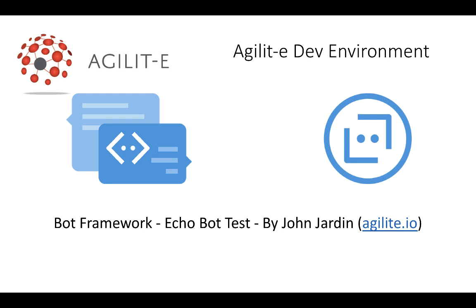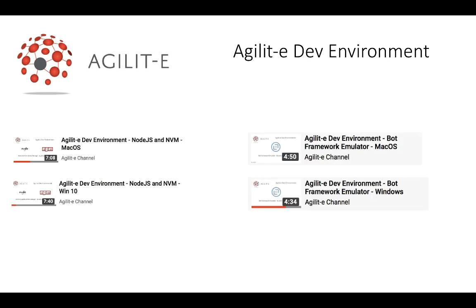Now there are two prerequisites in order to follow along with this video. The first is that you need to have Node.js and npm installed and running on your operating system. As part of the Agility Dev Environment series, there are videos for macOS and Windows to set up your Node.js environment. I highly recommend watching these videos as I use Node Version Manager and I show you how to install multiple versions of Node.js.